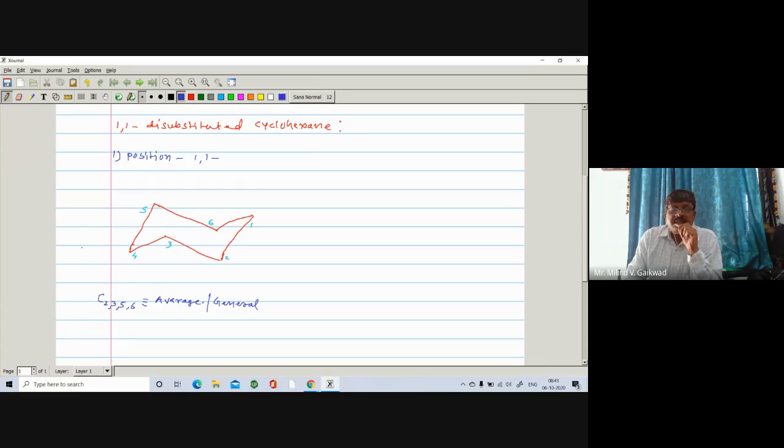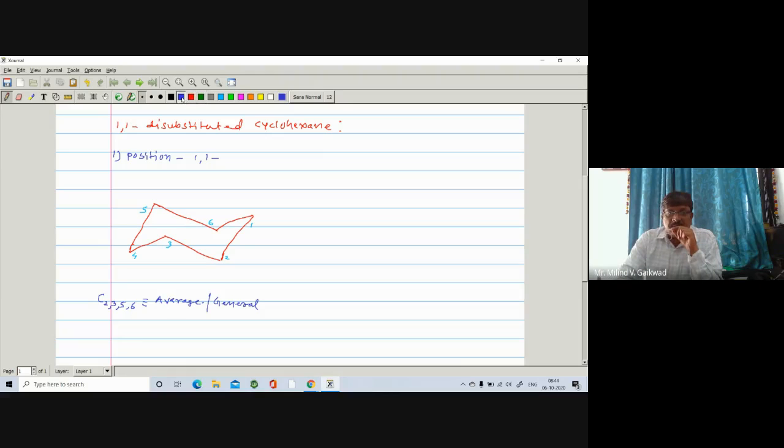Similarly, we can say the carbons 4 5 and 1 2 are in the plane, right? So the opposite carbons are in the plane. So the plane containing the 4 carbons here, for example 2 3 5 6, is called an average plane or the general plane, right? They are in the plane, they are in the paper. Now here we have to write the hydrogen atom on each carbon atom.